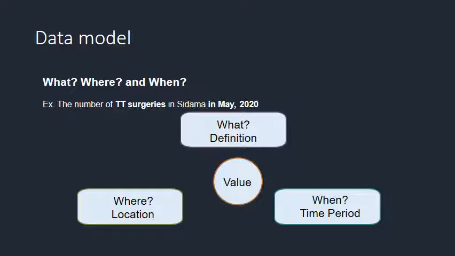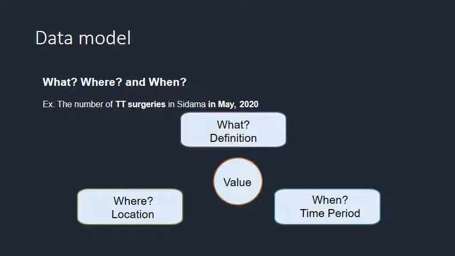So you will see in the data model used in DHIS2 there's a whole range of values, just numbers, and for every number there's a definition of what that value means, where it was collected, and when it was collected. So when we want to access that data, we always have to define these three things.